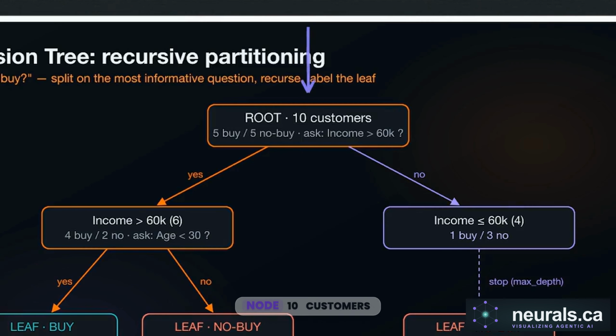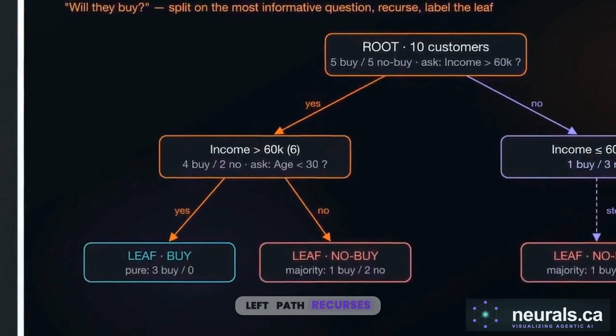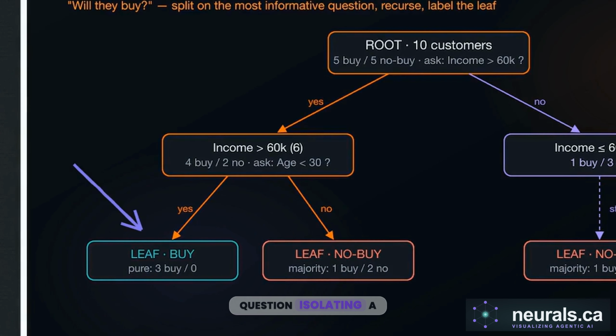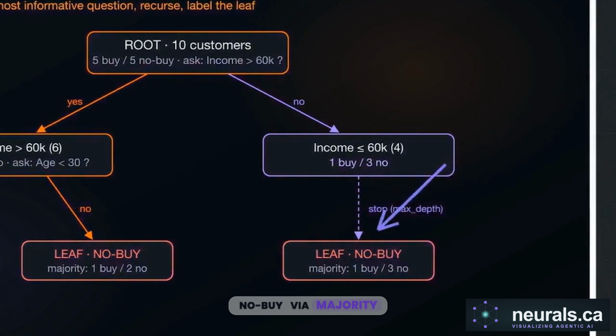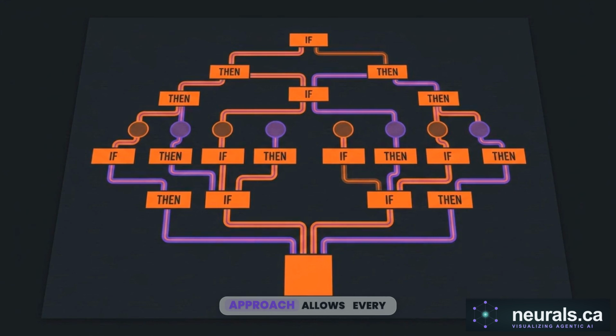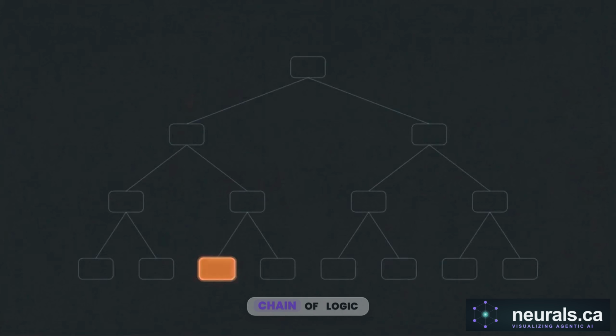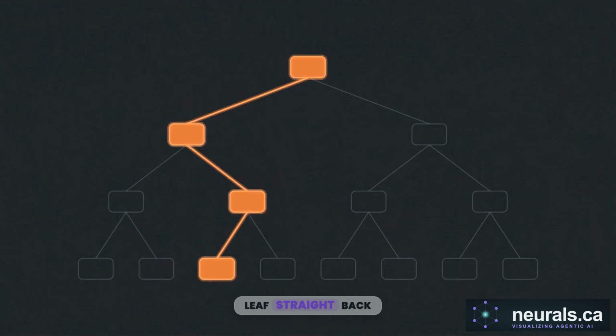At the root node, 10 customers answer a primary question. Is income over 60,000? The left path recurses with an age question, isolating a pure leaf of buyers. The right path hits a depth limit, stopping early to predict no buy via majority vote. This top-down approach allows every prediction to be traced backward. You can follow the chain of logic from the bottom leaf straight back to the root.